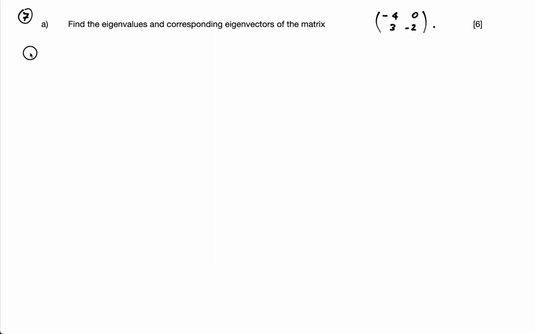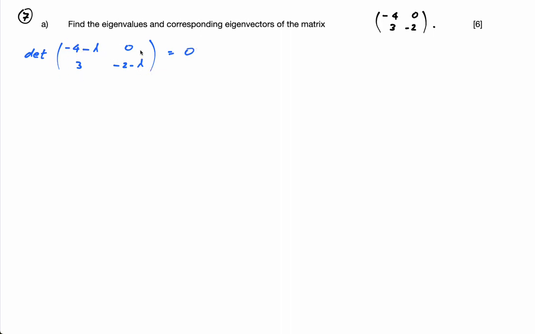Now, guys, if you want a more detailed explanation of why I'm doing all these things, go check out my video, but I'm going to go through this quite quickly. So it's -4 minus lambda, 0, 3, minus 2 minus lambda. The determinant of this matrix has to equal 0. Again, if you want to know why, check out my video.